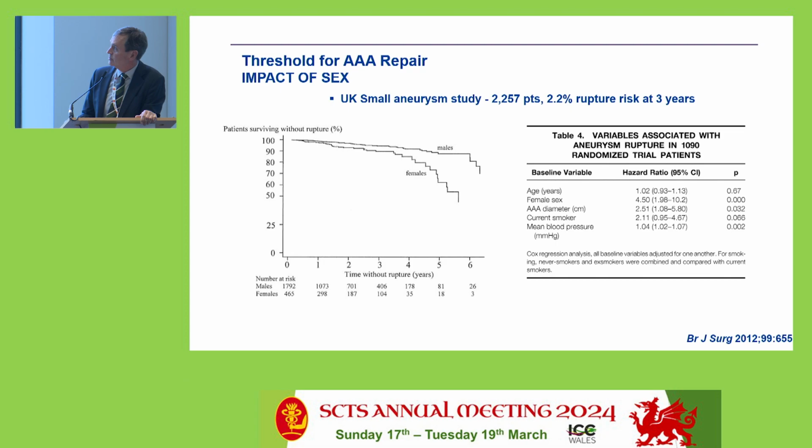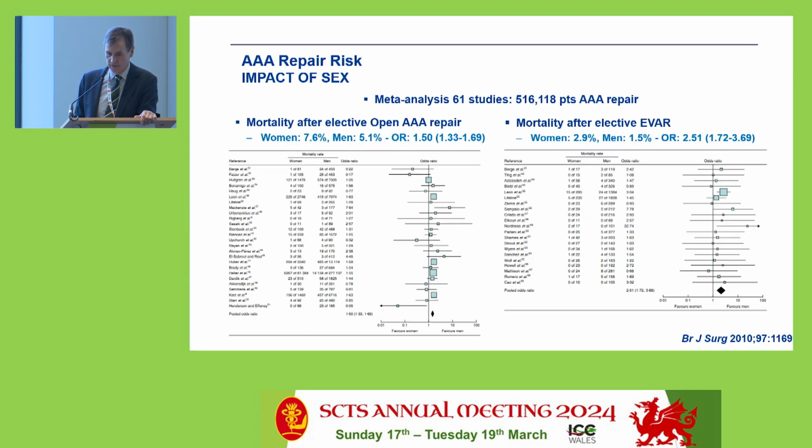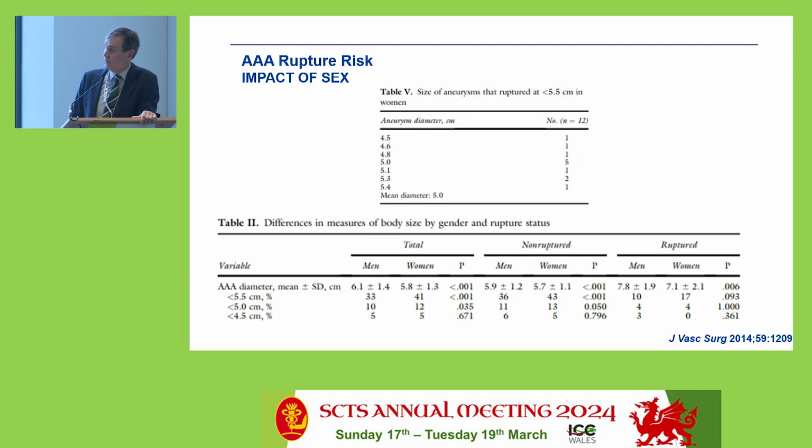And if you look at the variables associated with aneurysm rupture in this trial, you can see that the females had much higher rupture towards the latter portion of the follow-up, and female sex was the highest hazard ratio of any of the risk factors in the table to the right. And again, looking this time at mortality, we have to keep in mind that the mortality for women is substantially higher for an open repair, about 1.5, and even higher than that difference for elective EVAR. So we have to balance out the risks.